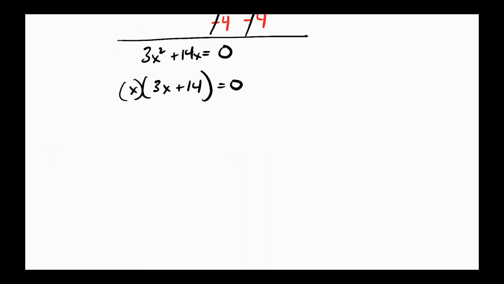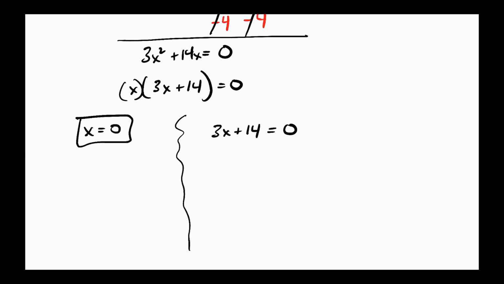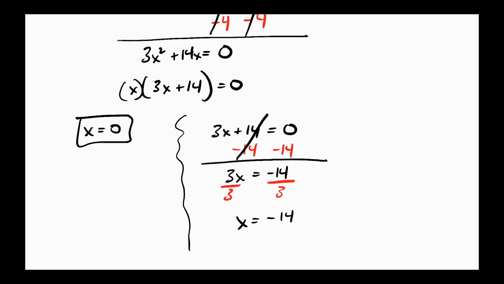Set everything equal to 0, so x equals 0 and 3x plus 14 equals 0. X equals 0 already, so that's an answer. Don't have to do anything there. The next one I actually have to solve, so I'm going to subtract 14 from both sides. Divide by 3. And I get x equals negative 14 thirds. There are my two answers.